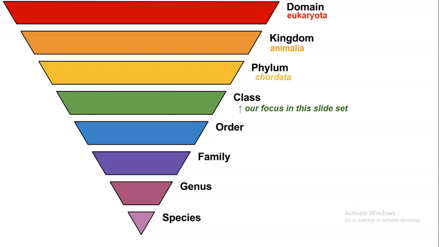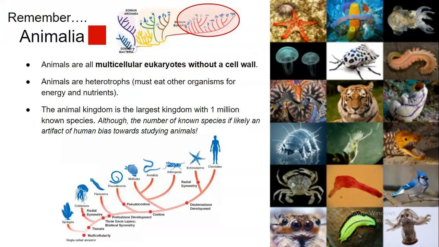Each of these classes that we're going to go over can be further classified into order, families, genus, and species, but we're not going to get that specific. Remember that animals are multicellular eukaryotes who do not have a cell wall. They're heterotrophic, meaning that they must eat other organisms for their energy and their nutrients. The animal kingdom is the largest kingdom with 1 million known species, though the number of these known species is likely an artifact of human bias towards studying animals.